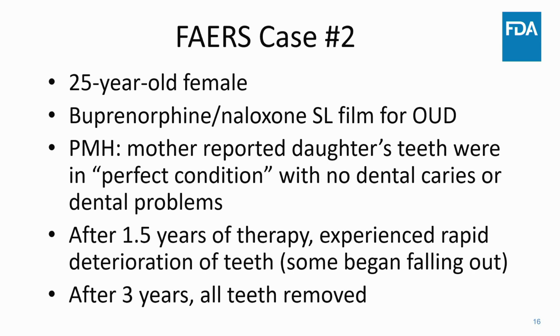Here's another case, 25-year-old female. Again, this is a person got the combo product for OUD. The mom was quoted as saying that her daughter's teeth were in, quote, perfect condition. Now, unfortunately, this person had a more severe form of decay, and after approximately 18 months, her teeth began to rapidly deteriorate. And unfortunately, for this person, within 3 years, had to have all teeth removed. So again, perfect teeth, began treatment with a TMB, 3 years later, all teeth removed.